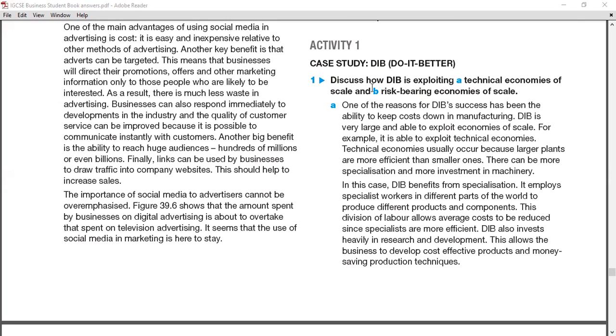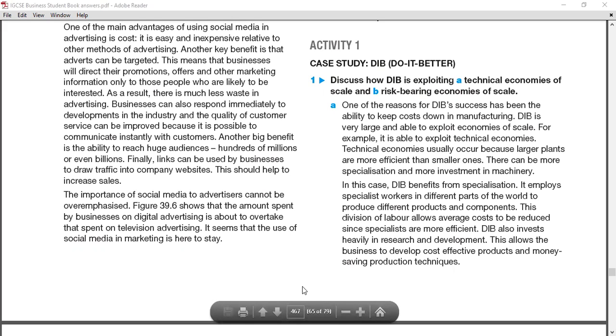So one of the reasons for DIB's success has been the ability to keep costs down in manufacturing. DIB is very large and able to exploit economies of scale. For example, it is able to exploit technical economies. Then they are giving an example. Technical economies usually occur because larger plants are more efficient than smaller ones, and there can be more specialization and more investment in machinery, right?